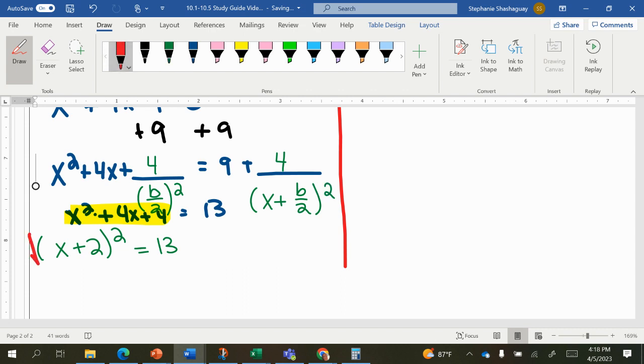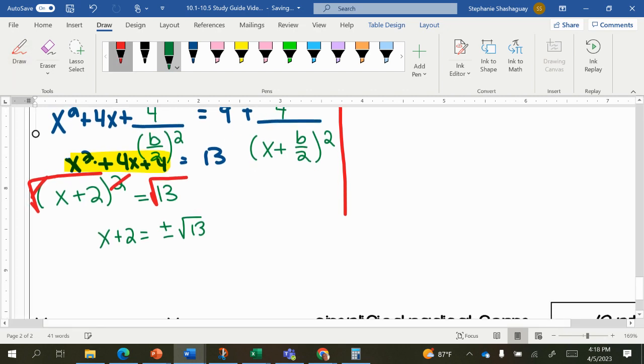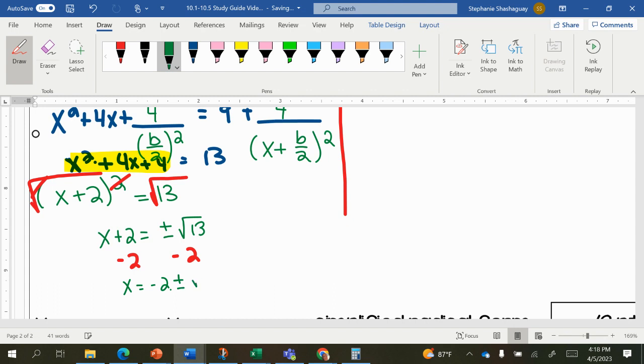Then I can solve by square roots. So I'm going to take the square root of both sides. That cancels out this radical. And I end up with x plus 2 is equal to plus or minus the square root of 13. Then I'm going to subtract 2 and subtract 2. So x is equal to negative 2 plus or minus the square root of 13. That's how I could get my answer.